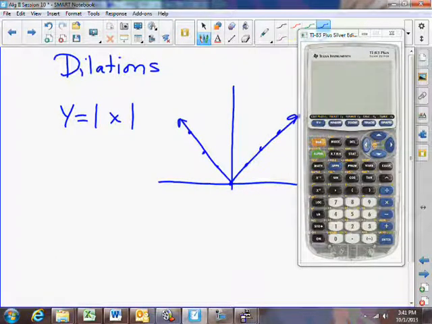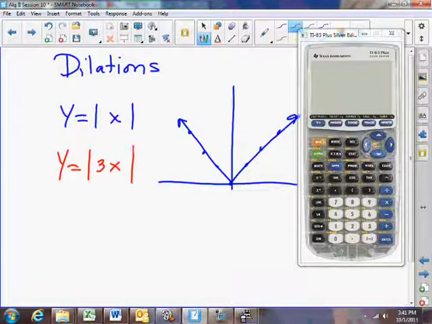Now, what happens for y equals the absolute value of 3x? Now, this one may be a little bit difficult for you to see, but let's do this. Let me start out by asking, what do I need to put in for x so that I'll be taking the absolute value of 1?